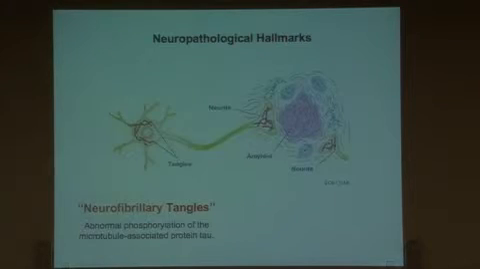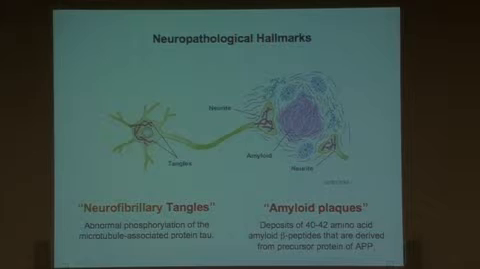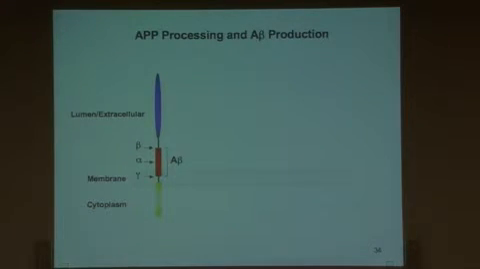Along with these brain changes come two neuropathological hallmarks. One is the neurofibrillary tangles within the neuron, which is an accumulation of abnormal phosphorylation of a microtubule-associated protein called tau. And then a second hallmark is amyloid plaques. And amyloid plaques are deposits of 40 to 42 amino acids, and they're derived from the precursor protein, amyloid precursor protein. So APP is a type 1 transmembrane protein. It has a large extracellular portion, and it has a smaller cytoplasmic region.